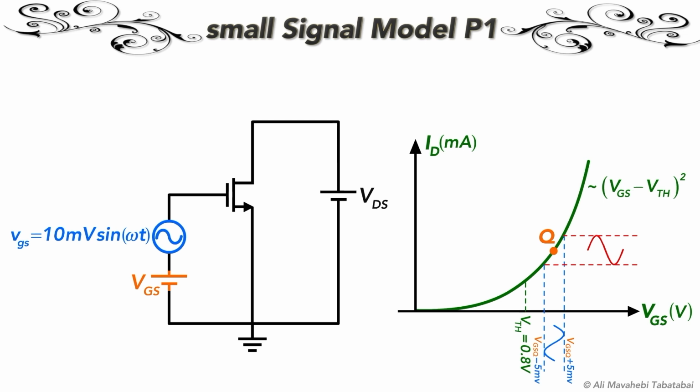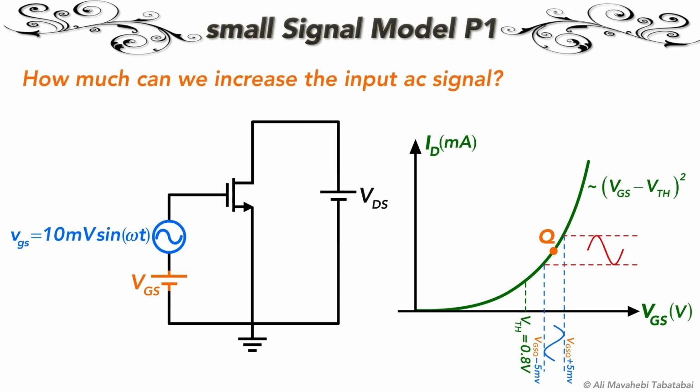Since the drain current in a MOSFET has a quadratic relationship with the gate source voltage, a very small change at the input, or the gate source voltage, will create a bigger change at the output. This is how we amplify small signals by using field effect transistors. Let's see what happens if we increase the amplitude of the input sine wave.